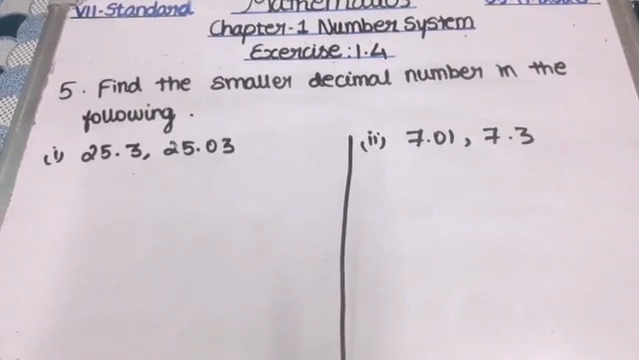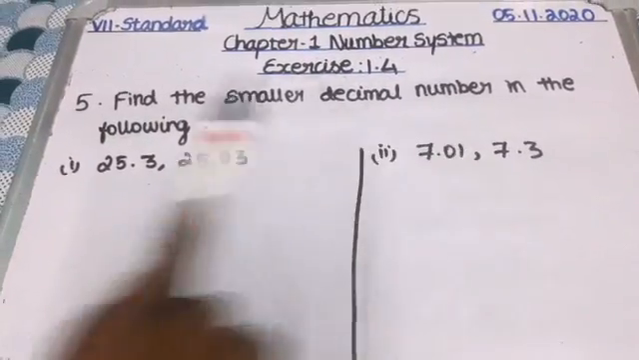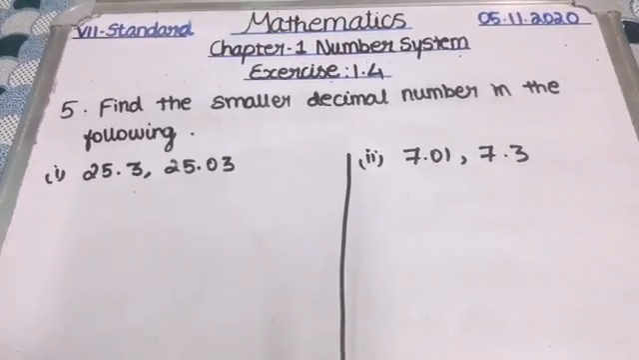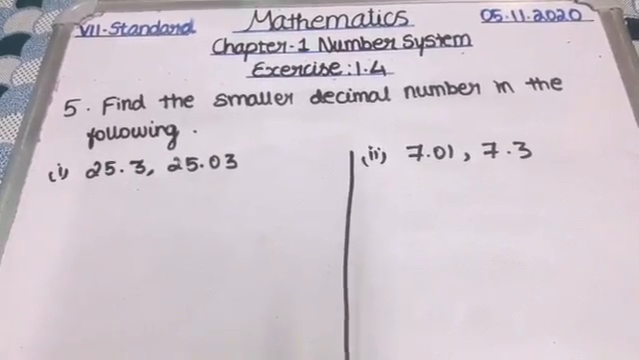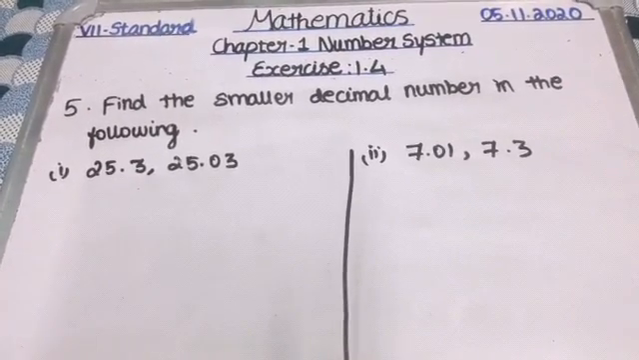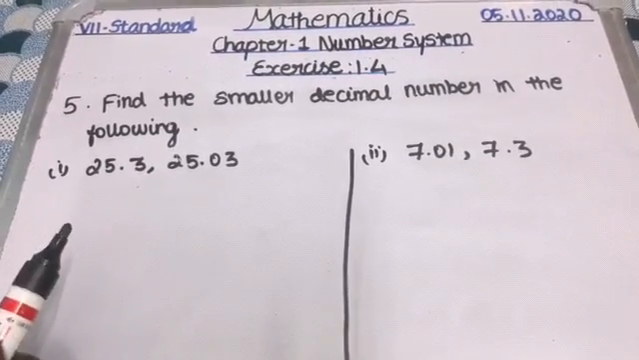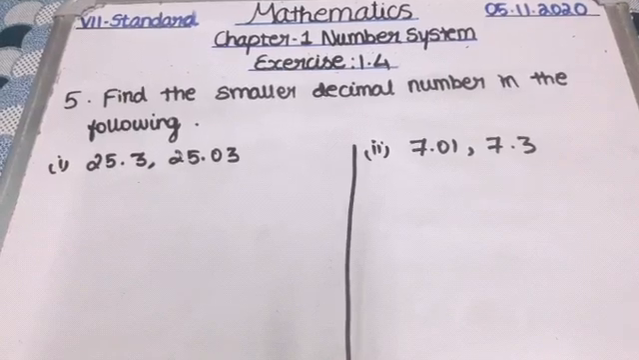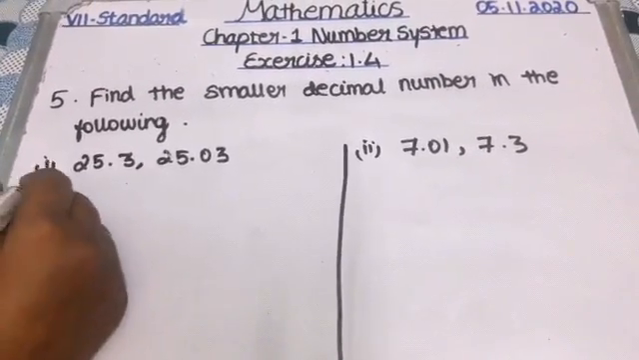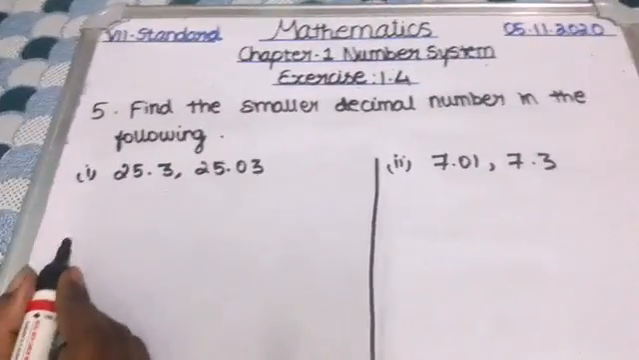Now we move on to our fifth problem. The fifth problem given here is: find the smaller decimal number in the following. Here two divisions are given. We need to find the smaller decimal numbers. What is the easiest step? First we need to take the whole number parts. But here the whole number parts are equal, so we can compare the digits at the tenths place. Here the whole number parts are equal in both the decimal values.